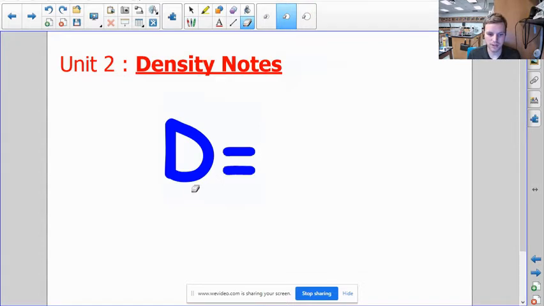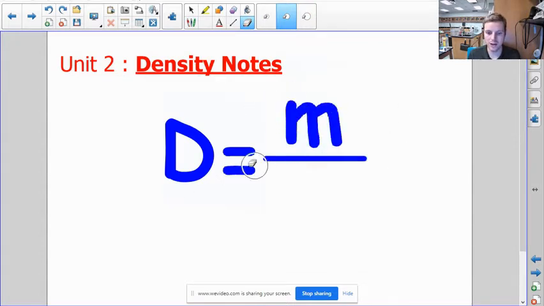D for density is equal to M, which is mass, over volume. I think some of you have probably seen this equation before. Density equals mass over volume.